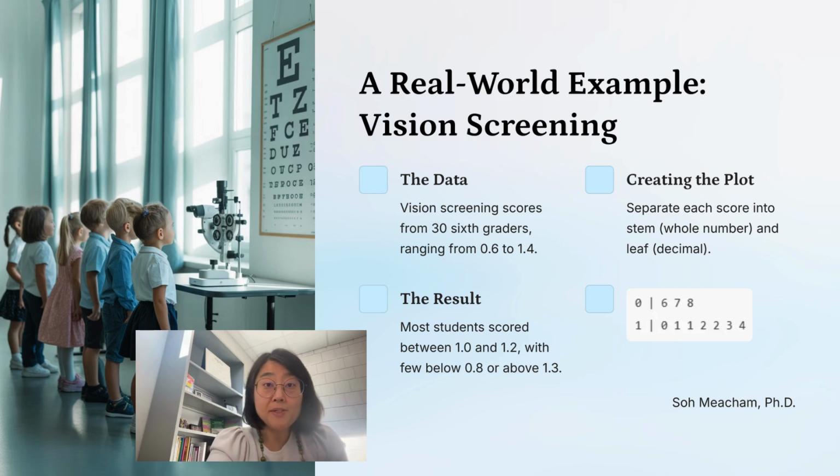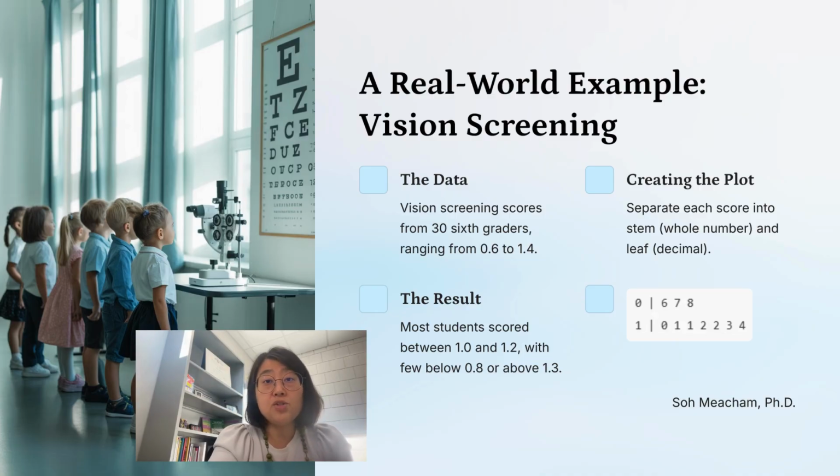Let's walk through an original example. Imagine a public school district has just completed vision screening tests for 30 sixth graders. The data collected are the scores from a standard visual acuity test measured in decimal form, like 1.0 for 20/20 vision. These scores range from 0.6 to 1.4. Now, looking at 30 numbers on a spreadsheet doesn't tell us much. But let's organize the scores into a stem plot.